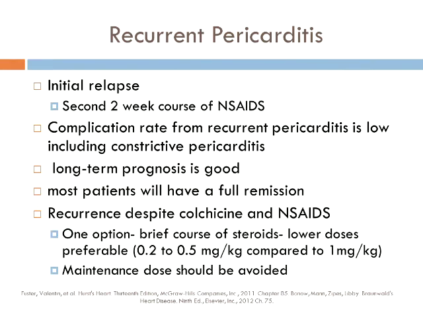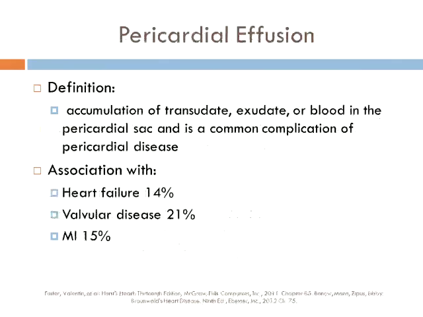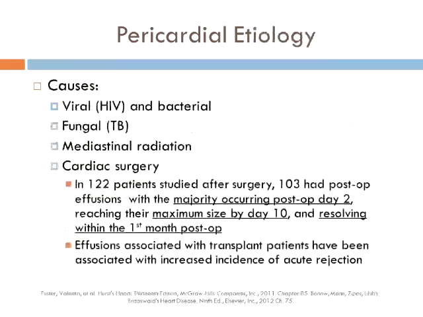So pericardial effusion is accumulation of transudate, exudate, or blood in the pericardial sac. It's usually associated 14% of the time with heart failure, 21% of the time with valvular disease, and 15% of the time with MI. Some of our causes, like we've mentioned before with pericarditis: viral, HIV, bacterial, fungal, TB, mediastinal radiation.